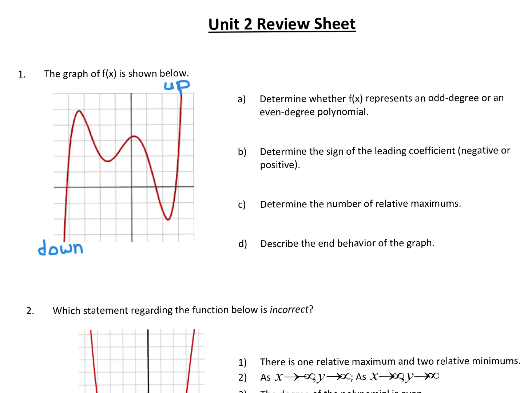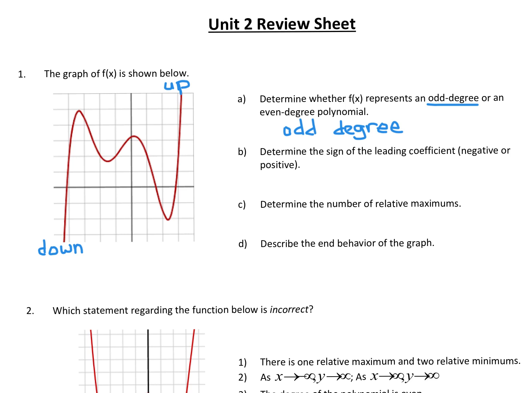All right, so the first part says determine whether f of x represents an odd degree or an even degree. Now remember, for an odd degree, our function is opening in opposite directions. So see how one side is down and the other side is up? That's going to be an odd degree. Whereas if it were even, it would be up, up, or down, down. They'd be opening in the same direction. So because this is opening in opposite directions, one side's down and one side's up, this right here represents an odd degree function.